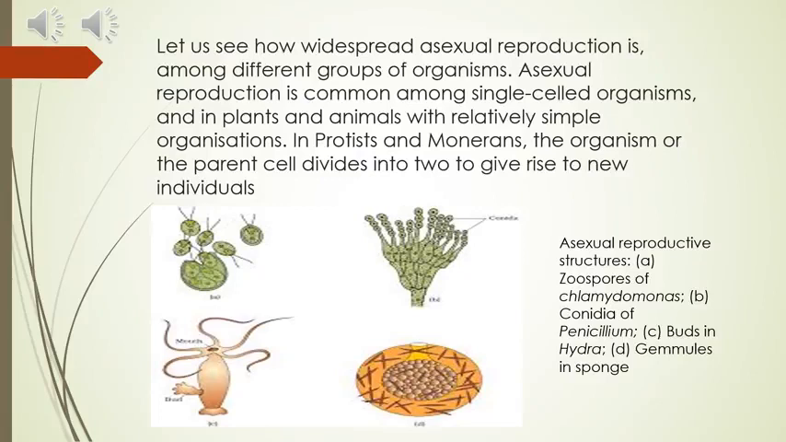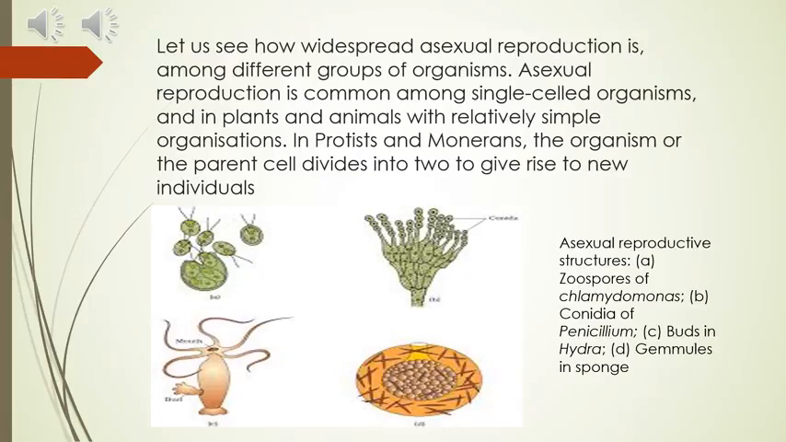This is an asexual mode, the spore formation. Since it takes place by spore formation, it comes in the category of sporulation. So you see that in Chlamydomonas a new individual forms by spore formation, which we call zoospores. In Penicillium, the formation of a new individual is again by spores, which we call conidia.